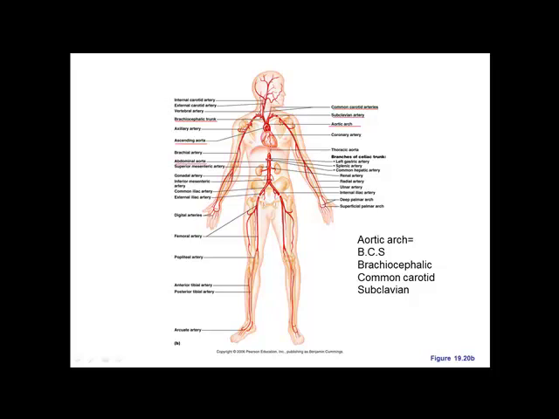Now we're going to work our way down here with the abdominal aorta. Once the thoracic aorta passes through the diaphragm, it will turn into the abdominal aorta. Alright?